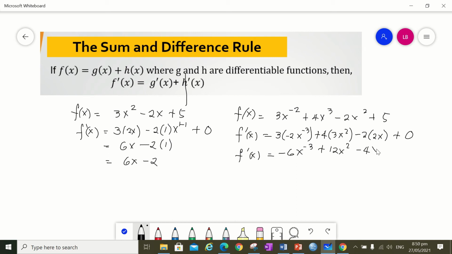minus 4x. And then if we want to express this negative exponent as a positive exponent, we have negative 6 all over x cubed plus 12x squared minus 4x. And this is now the derivative of the given function.